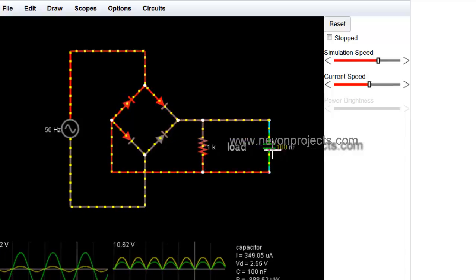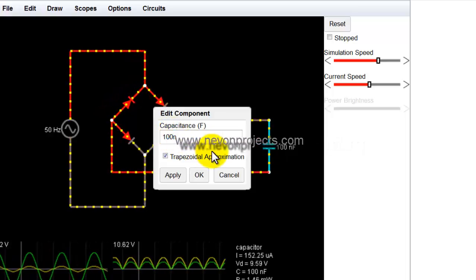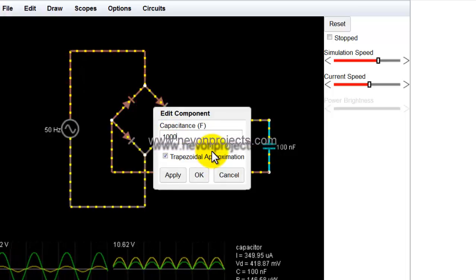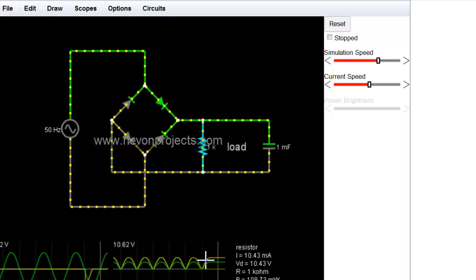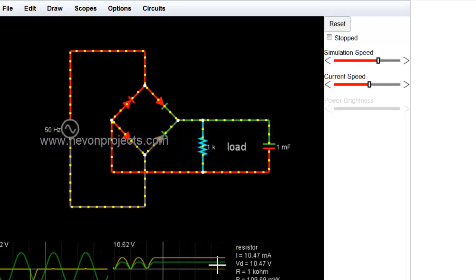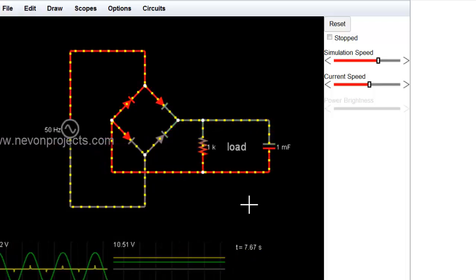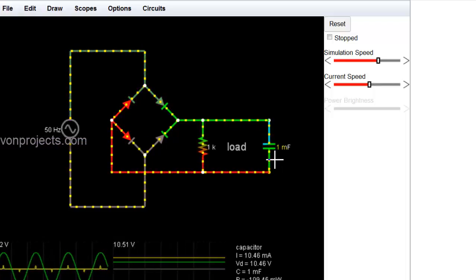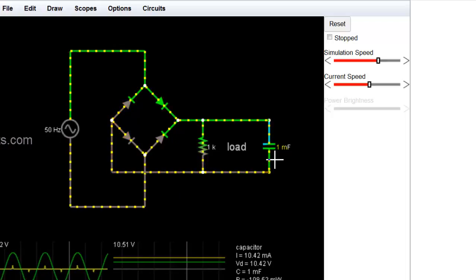So now let us try to increase the value of the filter capacitor to say 1000 microfarad, so that we will get a better filtering. So with 1000 microfarad, we can see that it has turned into a pure DC waveform. So we can conclude from this that the filtering is better at higher values of the filter capacitor.